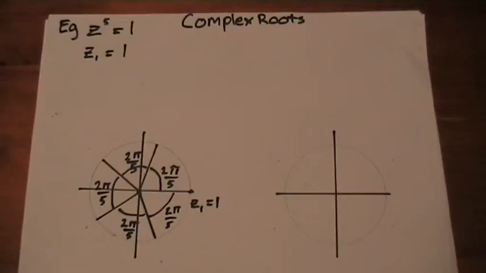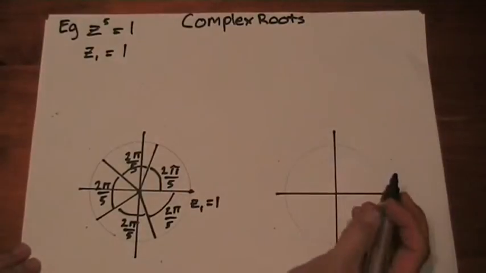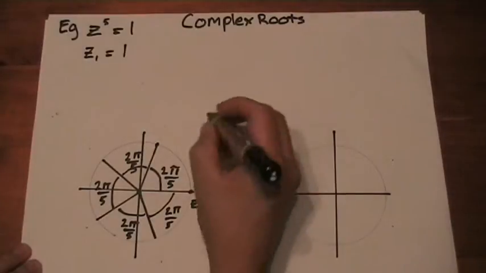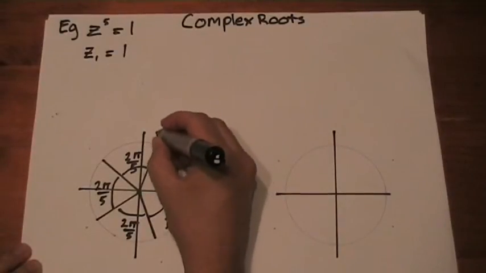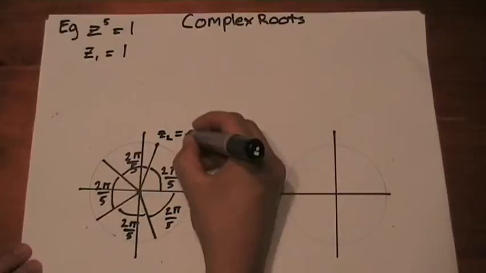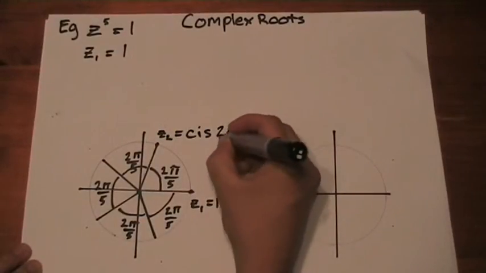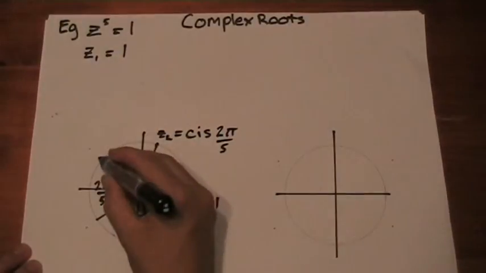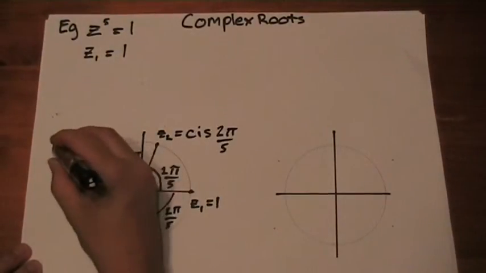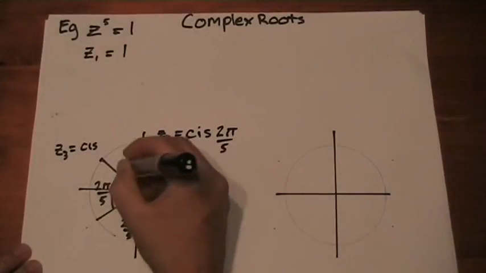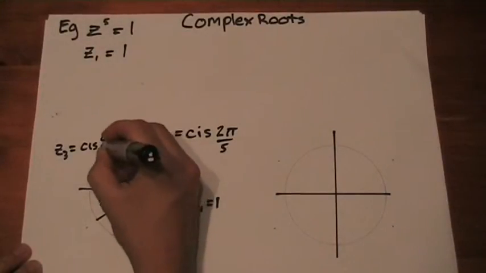This then allows me to express the other roots in mod arg form very quickly. The circle is radius 1, so the modulus is always 1. This root up here will be a root of 1, and it will be z2, which is cos plus i sine of 2 pi on 5 as its argument. This root here, we'll call this one z3. It'll be cos plus i sine of 4 pi on 5.